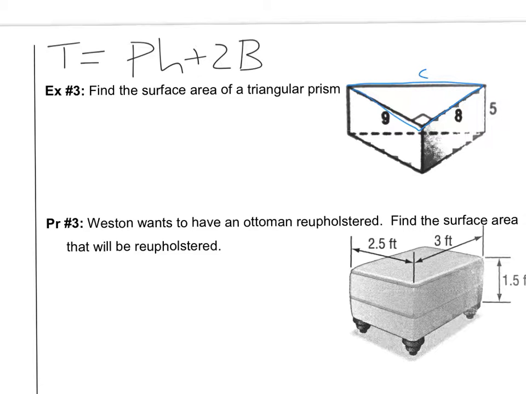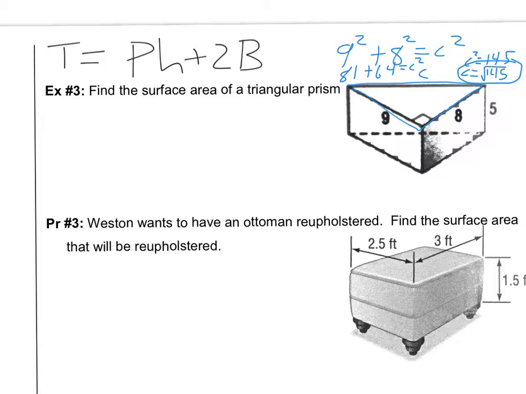So if I just call that C, if it's a right triangle, 9 squared plus 8 squared needs to equal C squared. Well, 9 squared is 81, 8 squared is 64, and that just equals C squared. 81 plus 64 is 145, so we get C squared equals 145. And if we take the square root of that, we end up with C equaling the square root of 145. Now that is not a perfect square, but it still has a value that we can use.